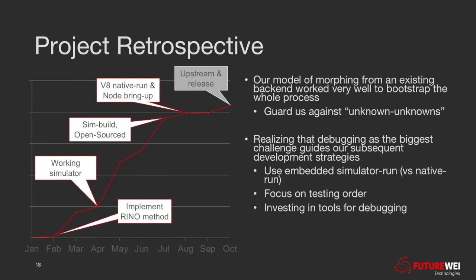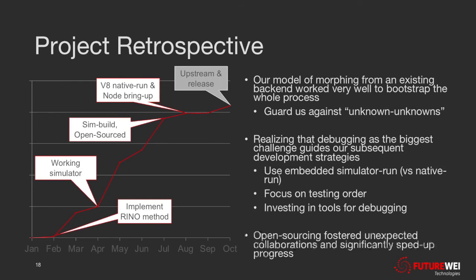One thing I want to point out is that in the beginning, we decided that simulated run would be a good indicator of the quality of the backend. And we believed that going from the simulated run to a native run would be a small step. And in fact, that is the case. So basically, 3 weeks after the open source, we were able to pass most of the V8 test cases in the native run. And I think within a month, we were able to bring up Node.js.